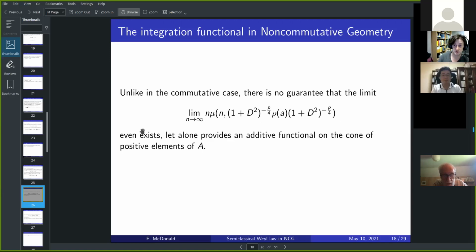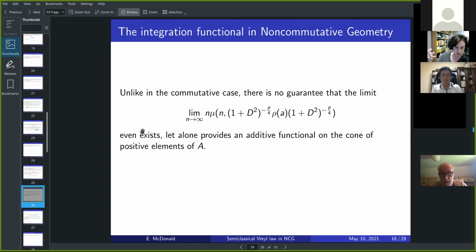Whereas, of course, that's not really something you have to think about in the usual definition of the integration functional. And even if it did exist, I don't think it's obvious at all, if it's even true, that this would actually extend to a linear functional on the algebra A, or even an additive functional on the cone of positive elements of A. I think there's no obvious reason why that would be the case.